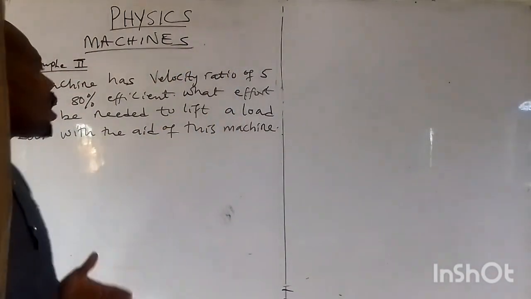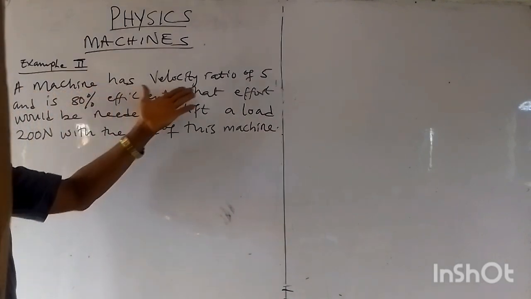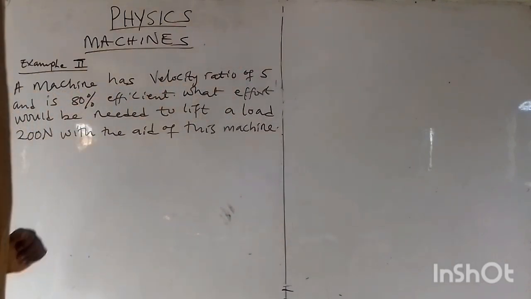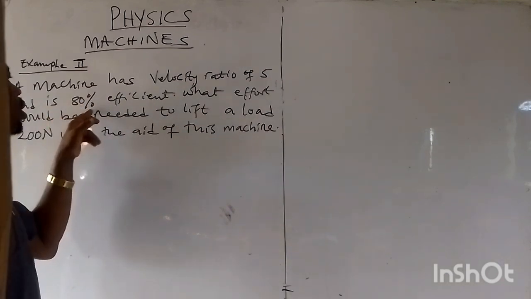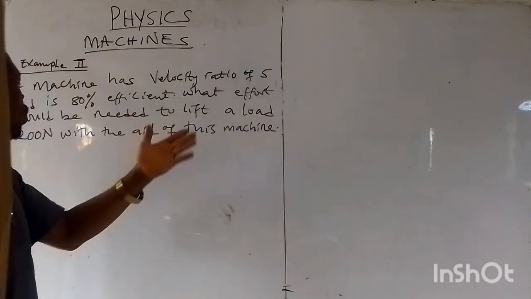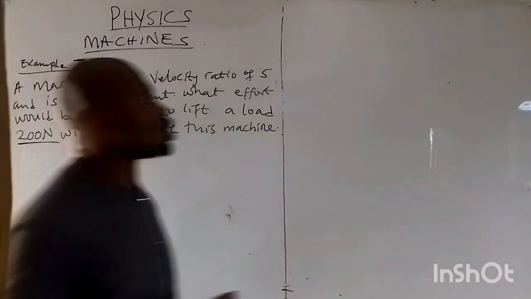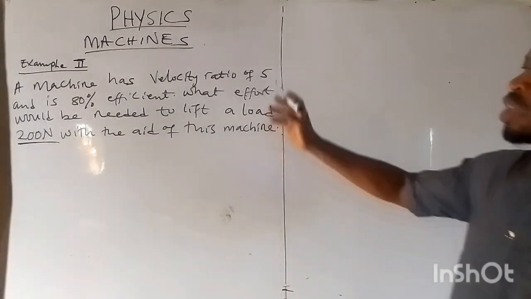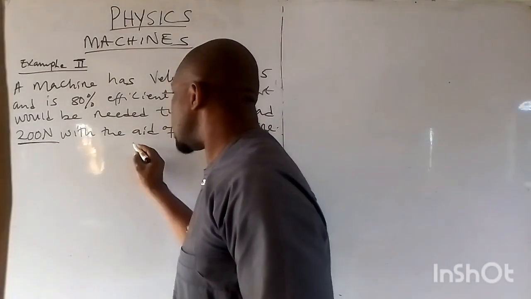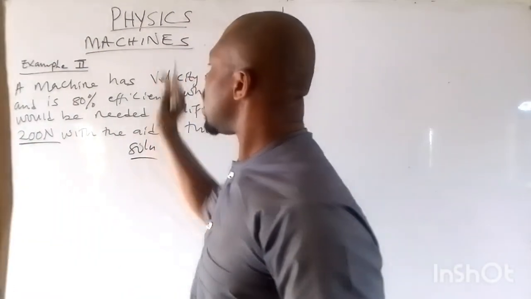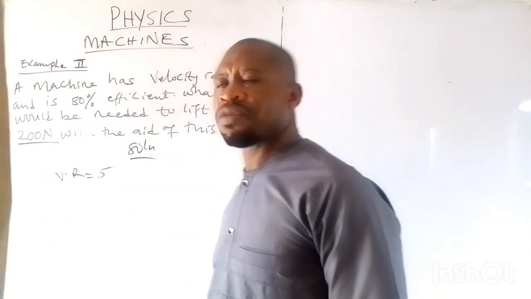Okay, so this is how we solve this problem. We have this question before us, and this question says, a machine has velocity ratio of 5 and is 80% efficient. What effort would be needed to lift a load of 200 Newton with the aid of this machine? This one is simpler than the former one. So we have the solution. The velocity ratio of this machine is 5.